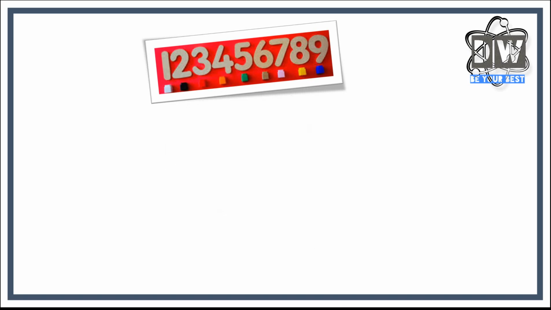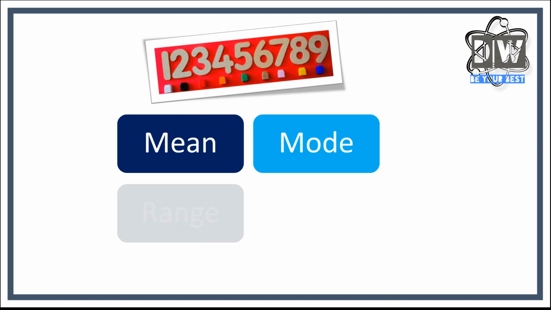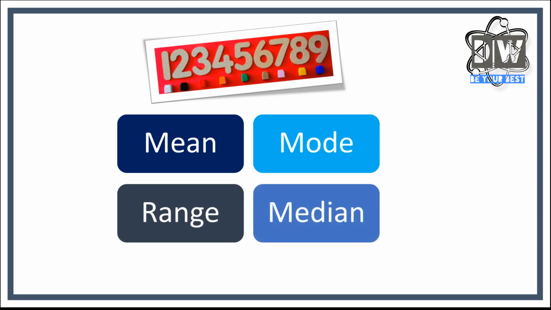So whenever we have a group of numbers, we can average out, and there's different averages that we work with. We've got the mean. We're going to go through all these individually, so don't worry. We've got the mode, we've got the range, and we've got the median. And it's important that we know what to do when we're asked to work out the mean of this group of numbers, or the mode, or the range, or the median.